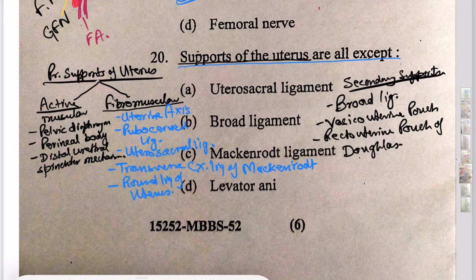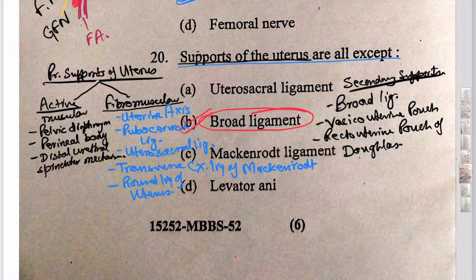So let's see the choices here in your question. Supports of uterus are all except: uterosacral ligament, a very powerful support. Broad ligament, not a powerful support. Mackenrodt's ligament, a very powerful support. Levator ani is also a very active support to the uterus. So to select the best choice, you can select broad ligament as the answer here. It also is a support to the uterus, but of negligible value.